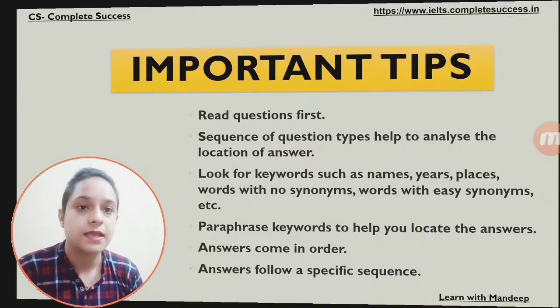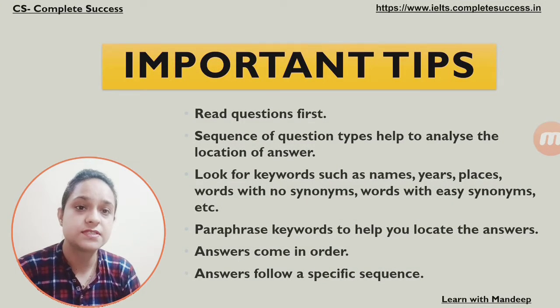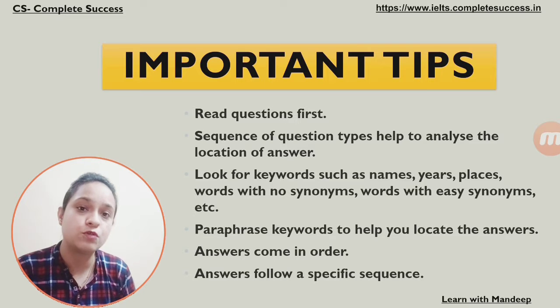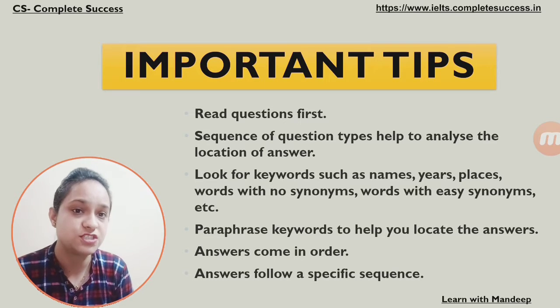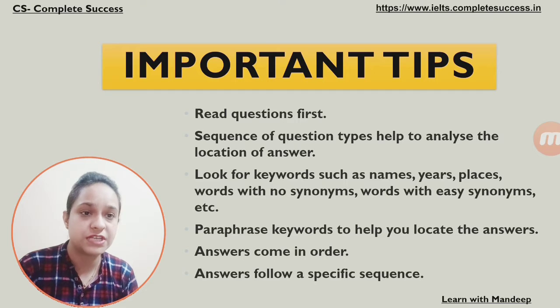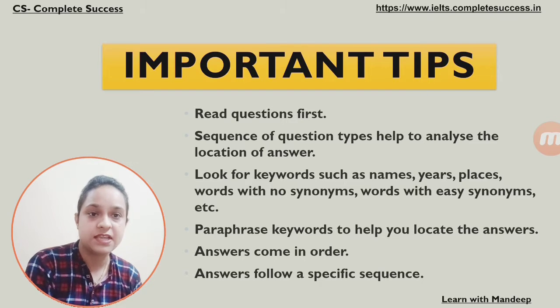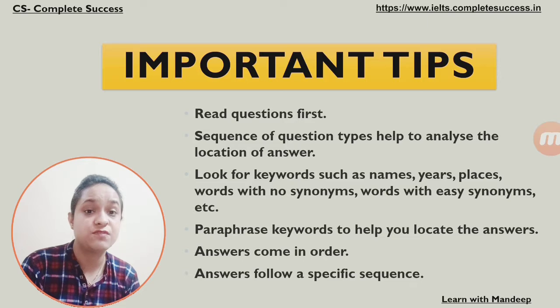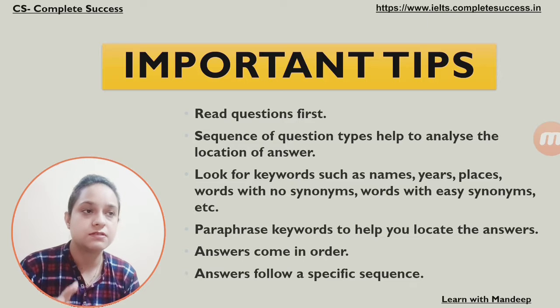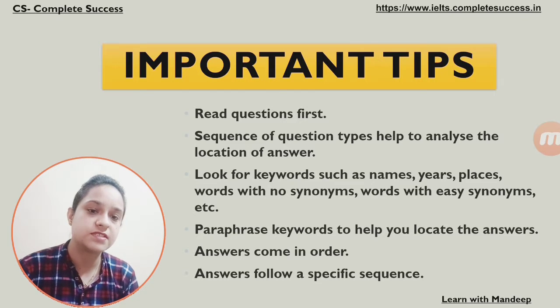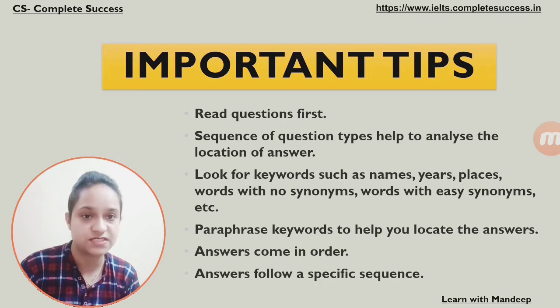Okay, then the important tips. Firstly, you have to read the questions because you should know what you have to look for in the passage, and the sequence of question types helps you to find the location of the answer, whether the true false is given in the starting, in the middle or at the end. That sequence helps you analyze where the answers will be. Like if the true false are given in the starting, obviously you will look for the answers from the starting, that is from the first paragraph.